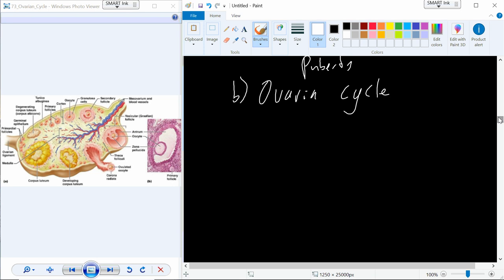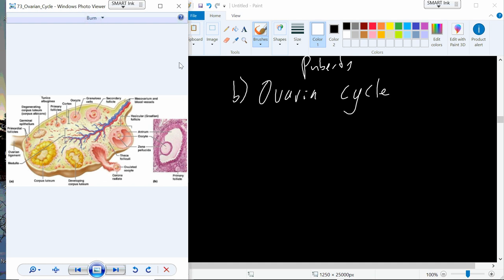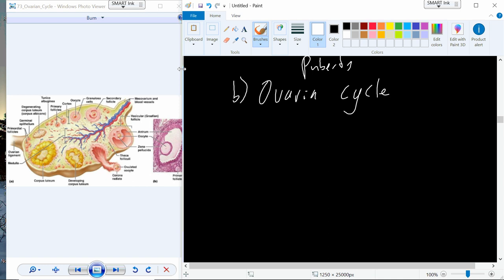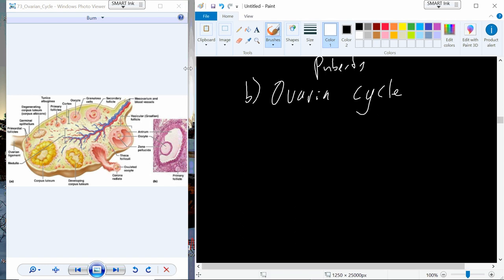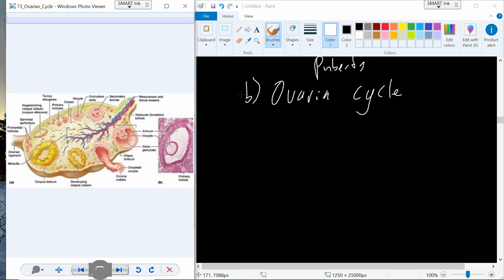So this is a cross-section through an ovary. I'm going to move it over just a little bit so we can see the full figure on the board. What you're looking at here is a cross-section through the ovary. This is the ovarian ligament on this side. Then this is your blood supply coming in, carrying in your oxygen-rich blood and delivering out the oxygen-deficient blood. And so there's an intense capillary system throughout the entire ovary.